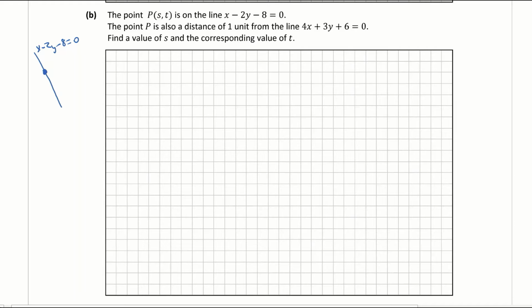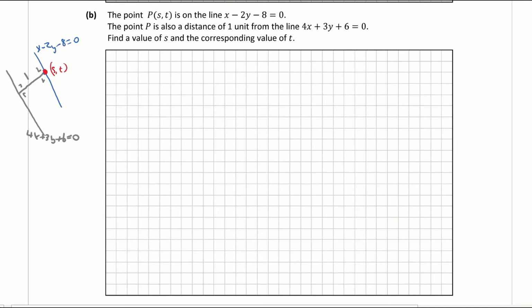The point P is also a distance of 1 unit from another line, and I'm going to just sketch that other line in grey here, and it's 1 unit away from it. I'm going to take that as the shortest distance. So the shortest distance would make 90 degrees there, and it's 1 unit away from the line 4x plus 3y plus 6 is equal to 0. Now what they're telling me is that the point P, this point here in red, is S, T.